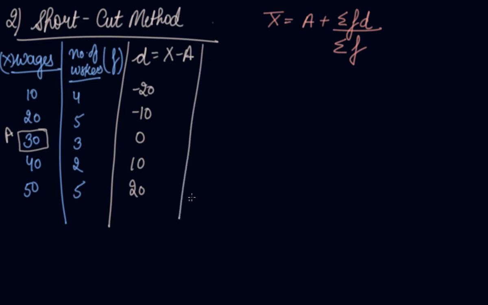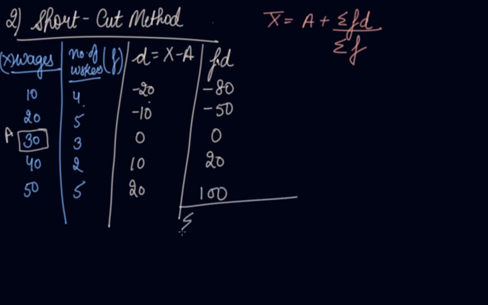Then what we take is fd. We have to find fd, which means frequency into deviation. This is the frequency, this is the deviation. So 4 into minus 20 is minus 80, 5 into minus 10 is minus 50, 3 into 0 is 0, then 2 into 10 is 20, and 5 into 20 is 100.